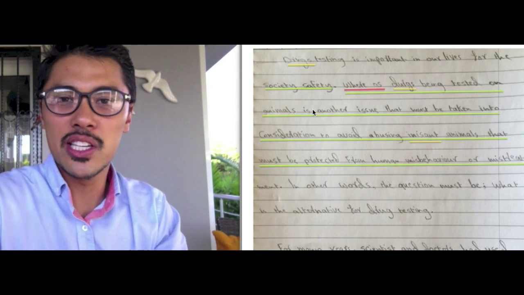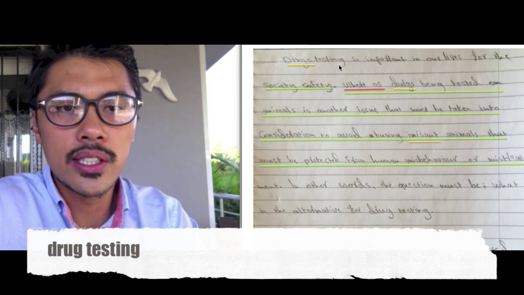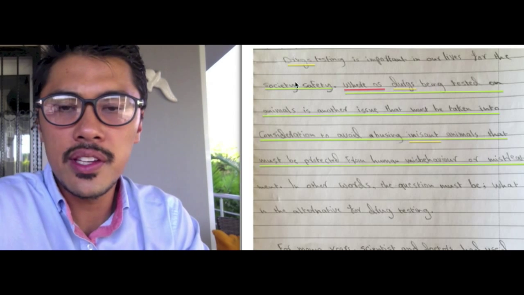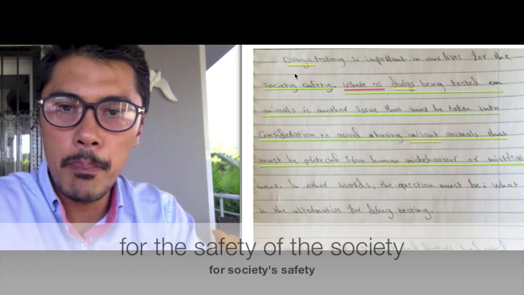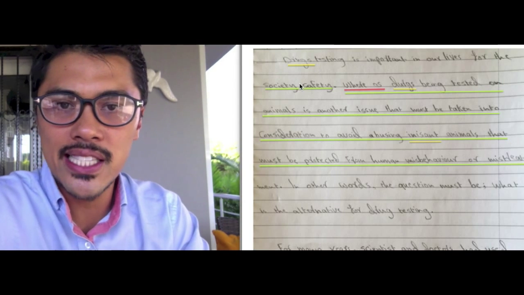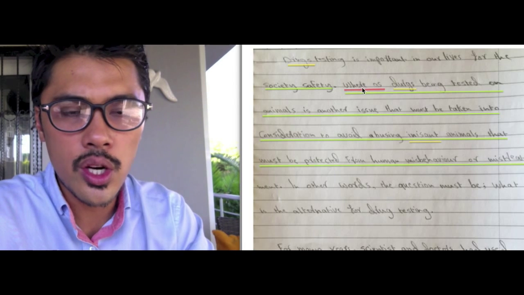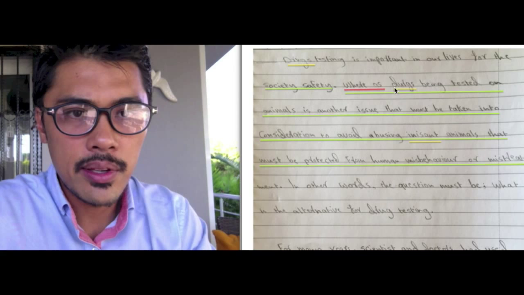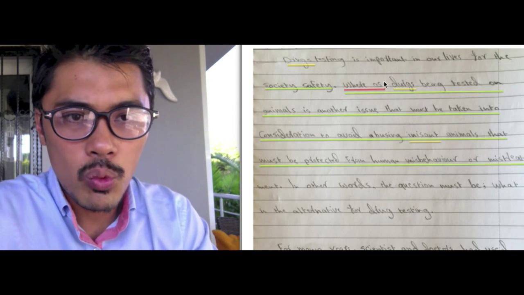So anyways, let's continue. Okay, drug testing. Take out the S. Drug testing. For the safety of a society, or you can say for society's safety. Take out this subordinating conjunction whereas, which is normally written as one word, by the way, and capitalize drugs, D for drugs here, and write this clearly.